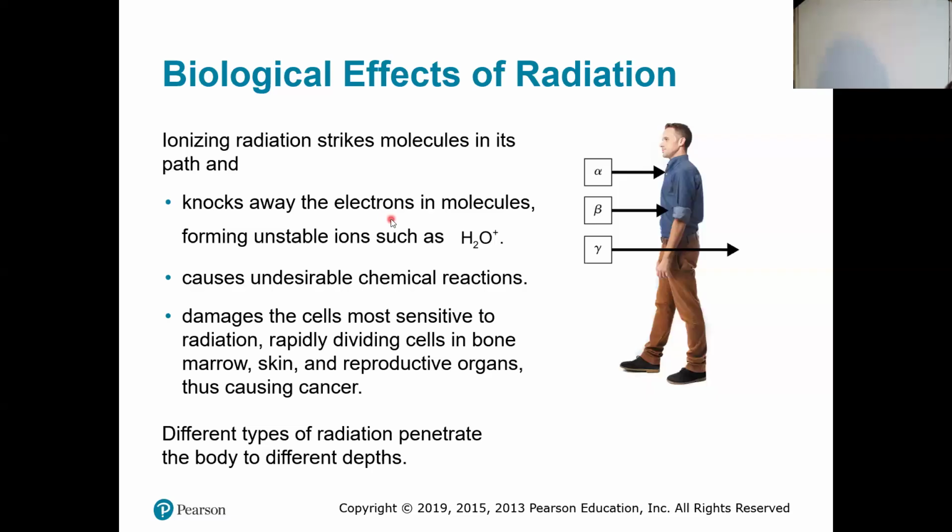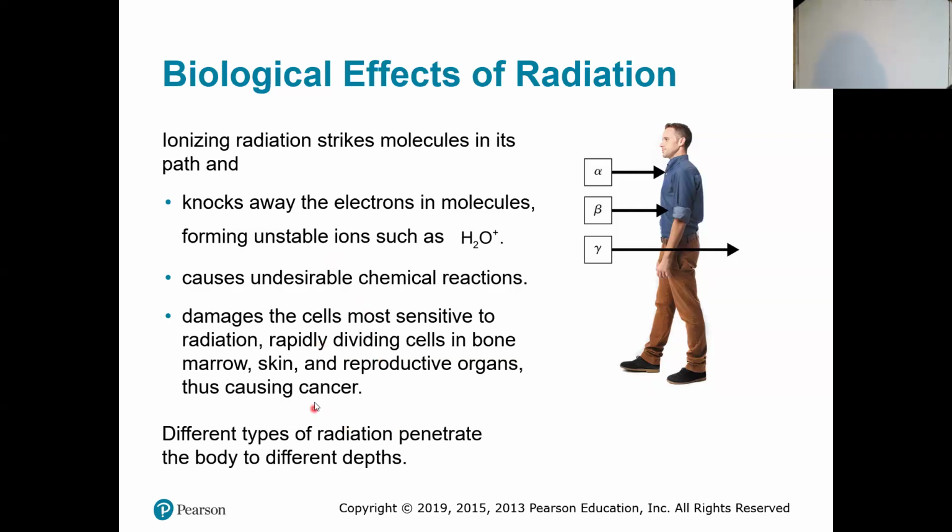And instead of these neutral molecules, we're going to end up with very unstable ions that form in place of those previously very stable, very neutral molecules. And these unstable ions end up going into chemical reactions that we don't want to happen, right? They're undesirable chemical reactions. We don't want them taking place. And a lot of the effects of that are things like cell damage. You have things like damage to reproductive organs, damage to any of the cells in your body.